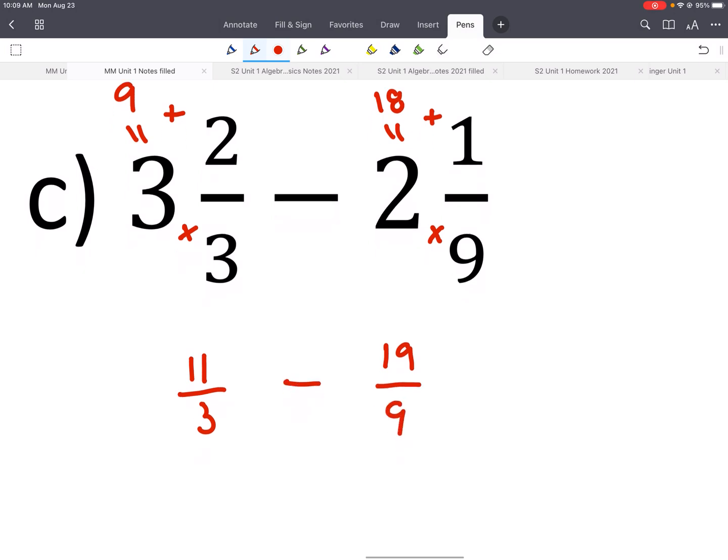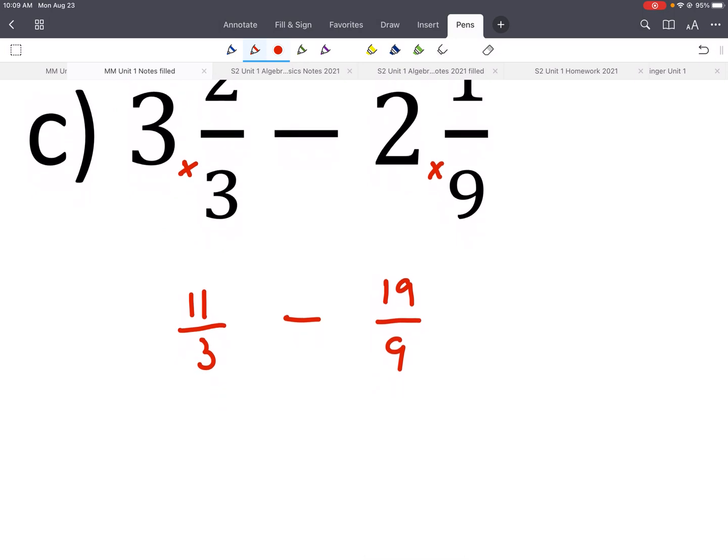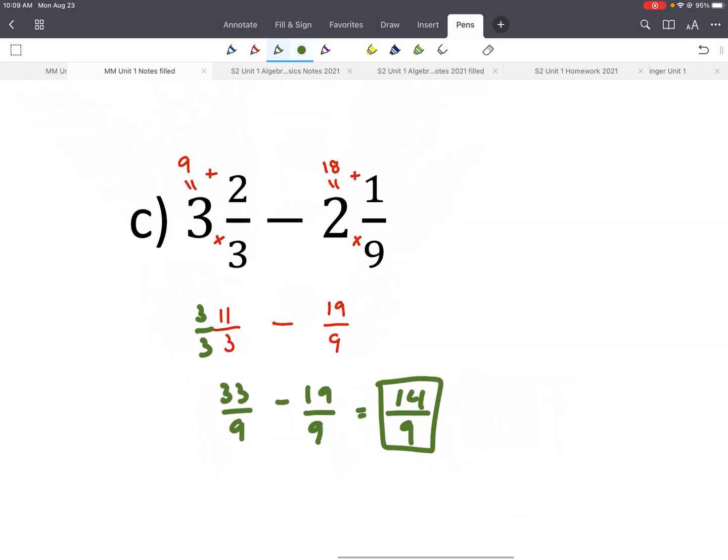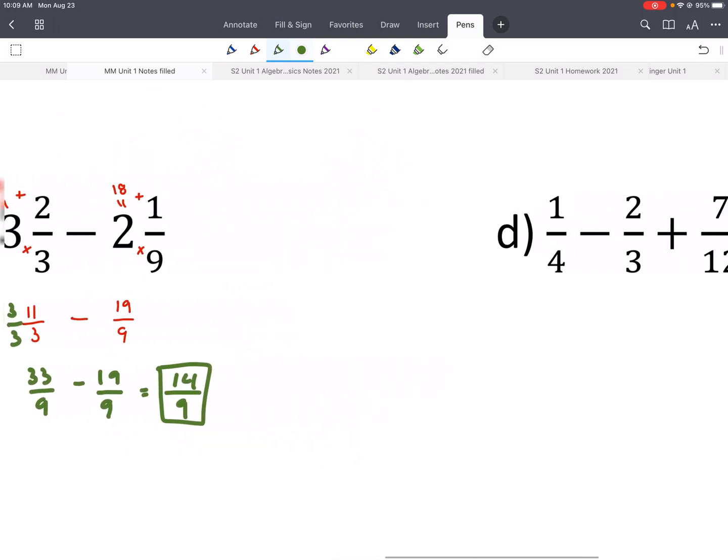All right. And now we need to have a common denominator. Well, how can we make this 3 become a 9? We'd need to multiply it by 3/3. That gives us 33/9. So multiply straight across. And we're going to subtract 19/9. So then we just need to figure out what's 33 minus 19. And I'm pretty sure it's 14. And we've got our answer. Okay? Hopefully that went well for you.